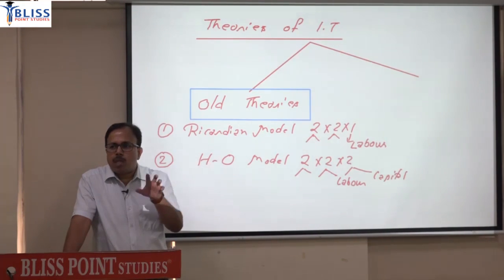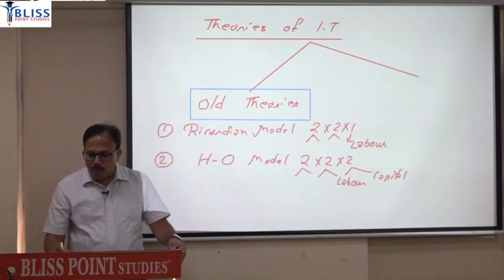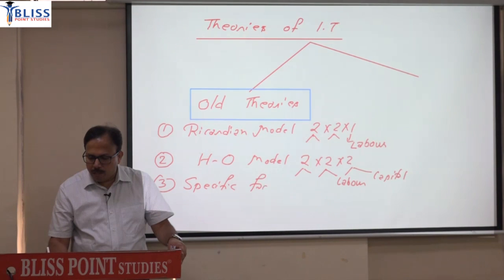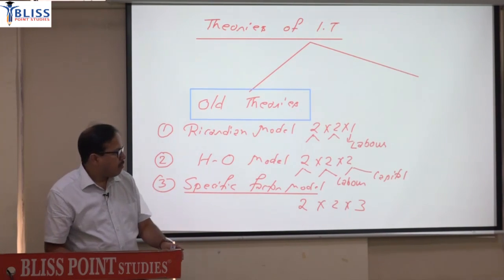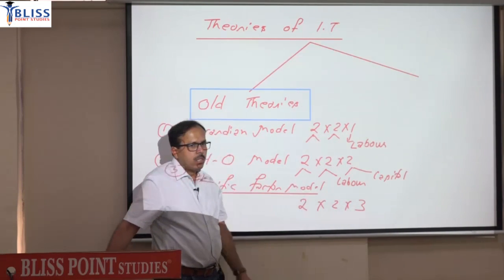But that model has to be elaborated. There are various parts of the HO model, and there are certain correlates of the HO model also, like the factor price equalization theorem or Leontief paradox and so on. So we move from the Ricardian model to the HO model, then from the HO model to a specific factor model. That specific factor model is a 2 by 2 by 3 model. We start with one factor, move to two factors, then move to three factors.